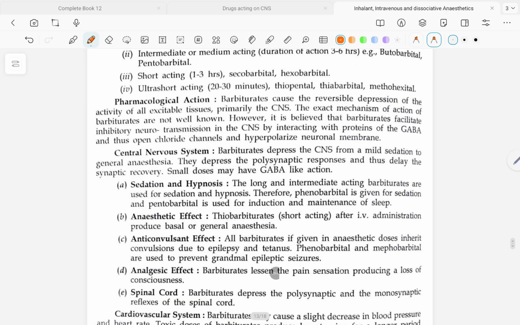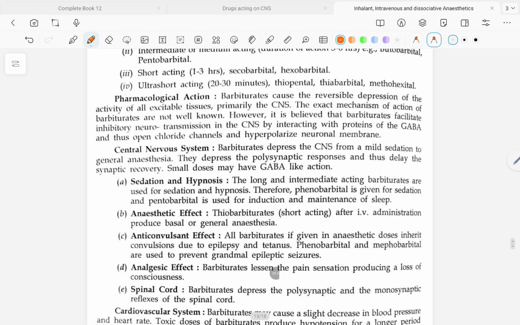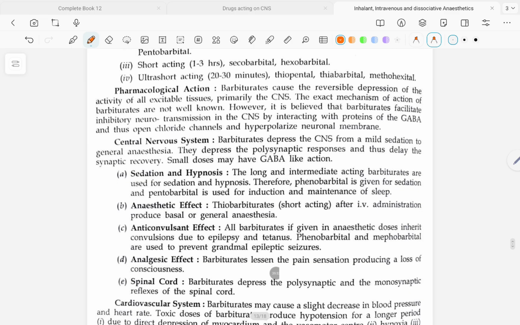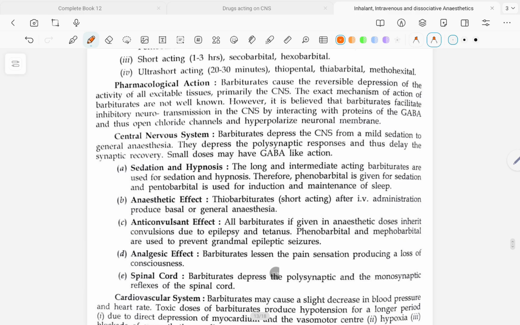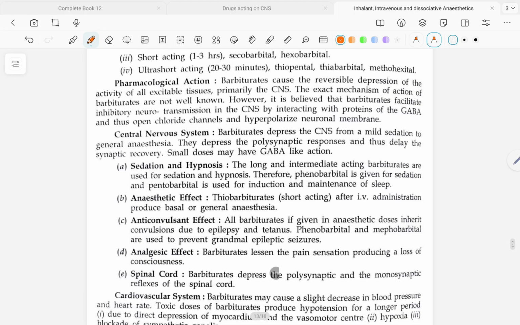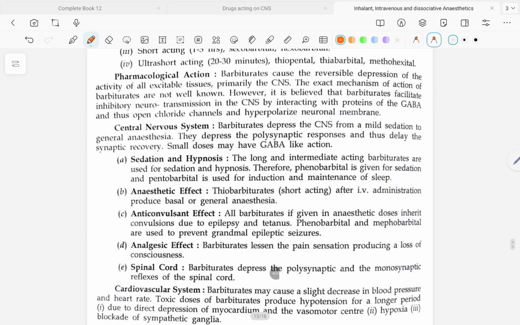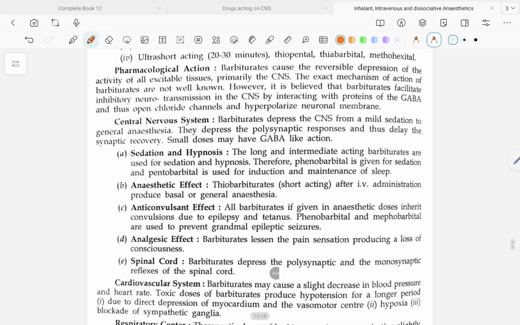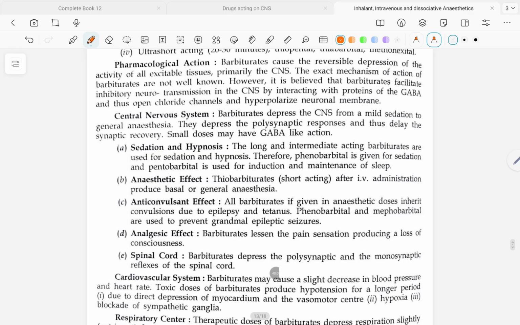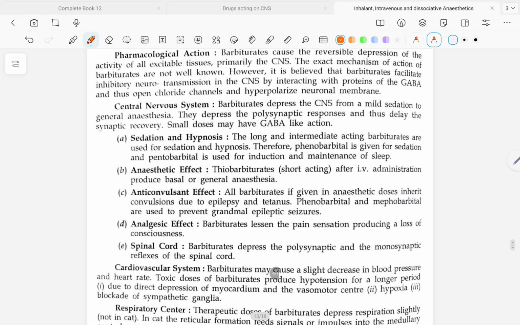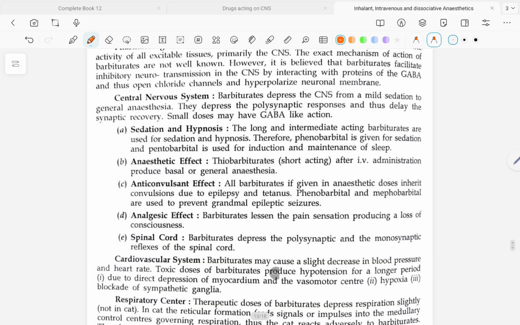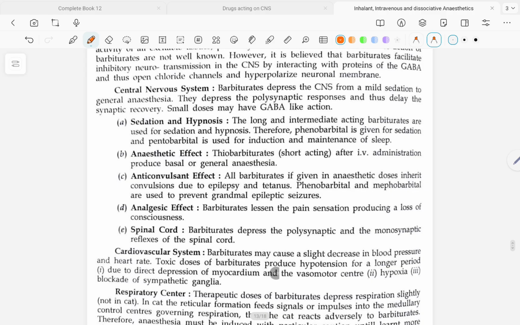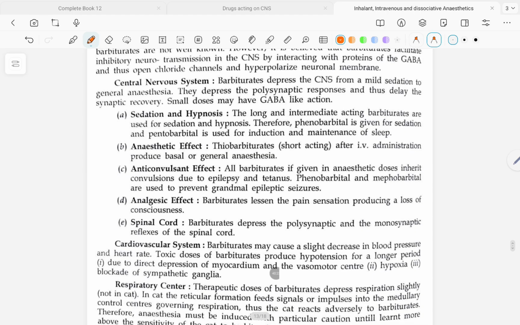The exact mechanism of action of barbiturates is not well known. However, it is believed that barbiturates facilitate inhibitory neurotransmission in the CNS by interacting with protein of the GABA receptor and thus open chloride channels and hyperpolarize the neuronal membrane. Central nervous system. Barbiturates depress the CNS from mild sedation to general anesthesia. They depress the polysynaptic response and thus delay the synaptic recovery. Small doses may have GABA-like action.